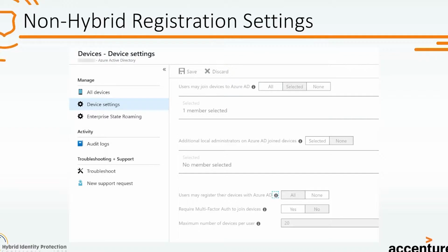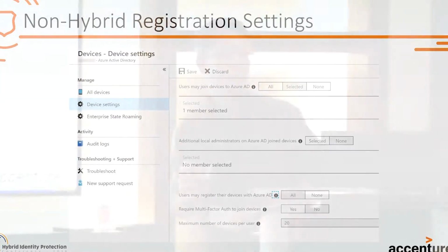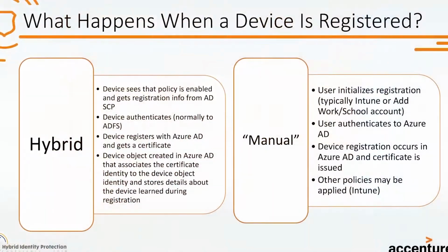Your settings, so this is related to the non-hybrid stuff, but in case anyone was wondering where the settings are, here's the stuff for Azure AD Join, and here's the stuff for Add Work or School Account. For some reason, we don't require multi-factor auth to join Add Work or School Account. That's probably a security posture hole, so I'm just going to move on past that slide because it's a little embarrassing, but that is our actual screenshot.